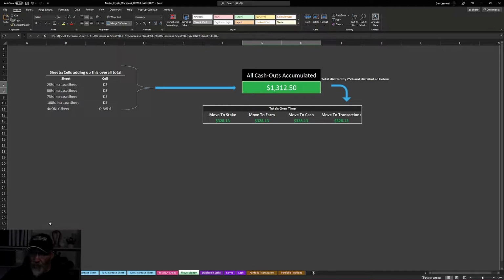Okay, so everything's moving left to right. The first 5 sheets are accumulating to the move money, and then the move money is going to be moved to the next 4 sheets. As you see here on the workbook, everything's moving left to right. Okay, in my theory, in my way of doing things.